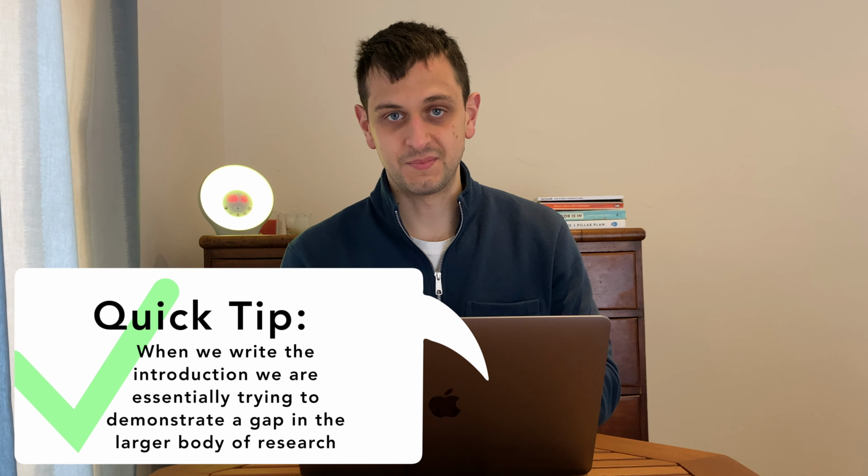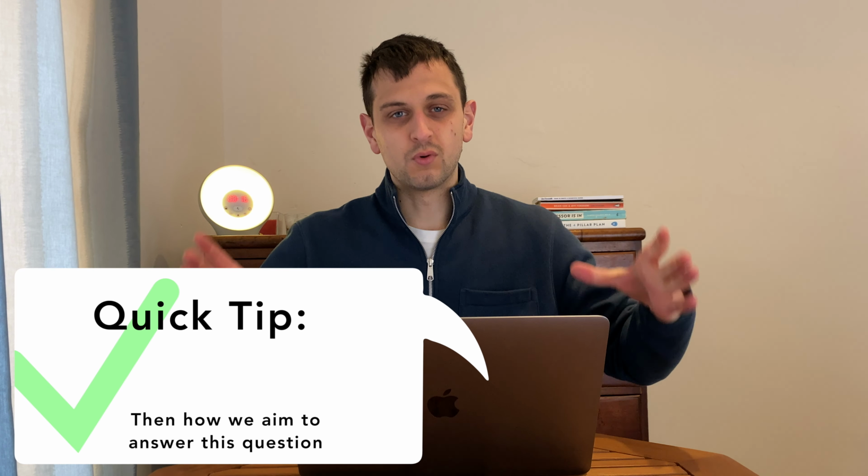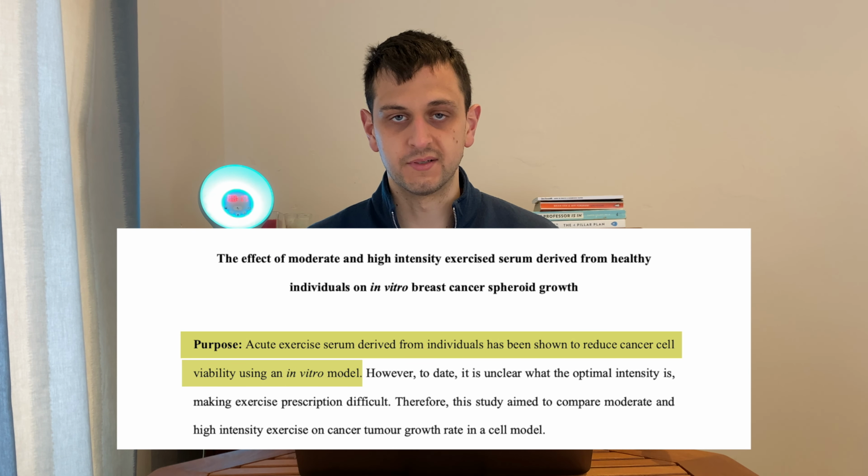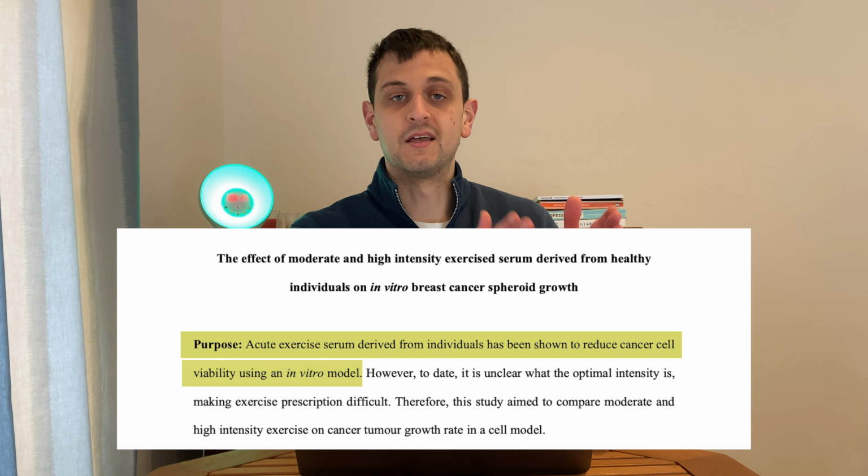Okay, so when it comes to the introduction, there's a few things we need to ask. We need to know what is the purpose of writing this paper and what was the broad area of it. So why did we want to investigate it? And then we need to find why the purpose of our study fits into the gap of the literature that's not been covered. So, acute exercise serum derived from individuals has been shown to reduce cancer cell viability in a cell model. Quite broadly, exercise can reduce cancer cell growth in a cell model. So that's broad, okay? We've not really gone into anything too specific yet. We just know that there's a link.